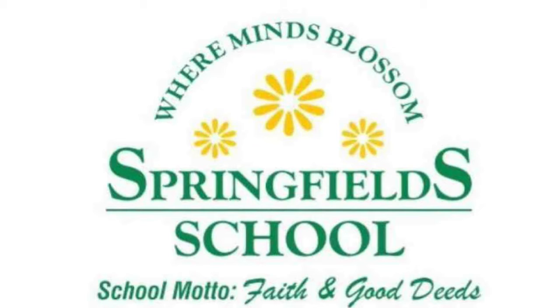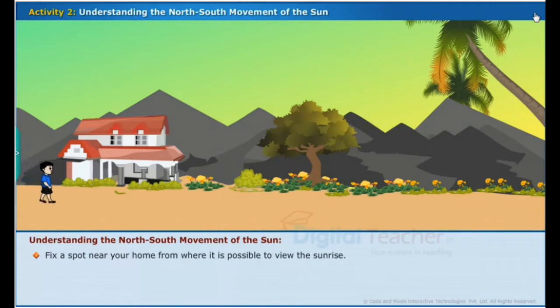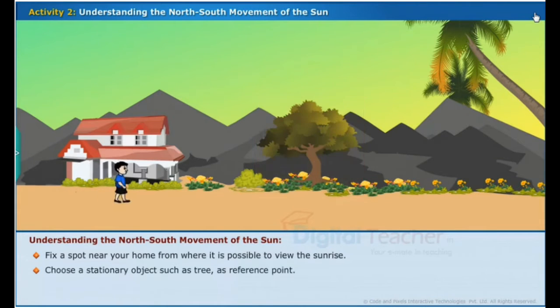Let's continue with session 2, Understanding the North-South Movement of the Sun. Fix a spot near your home from where it is possible to view the sunrise. Choose a stationary object such as a tree as a reference point.